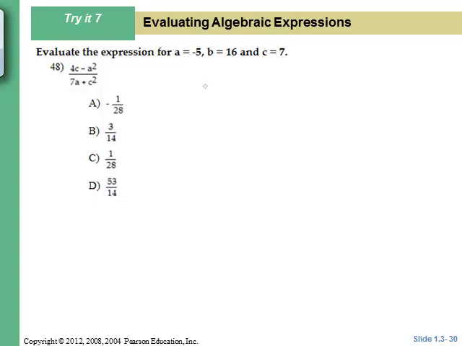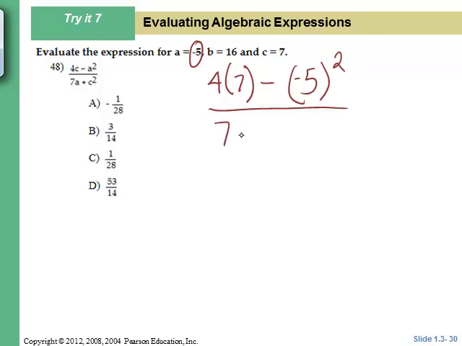Okay. So, I've got 4 times 7 minus negative 5. Now, I'm going to put it in parentheses because a is negative 5 squared. 7 times negative 5 plus 7 squared. Notice I don't need parentheses here because I don't have a negative sign. So I do my squaring first. Negative 5 squared is 25. 7 squared is 49. I'm going to subtract that. I'm going to add this.